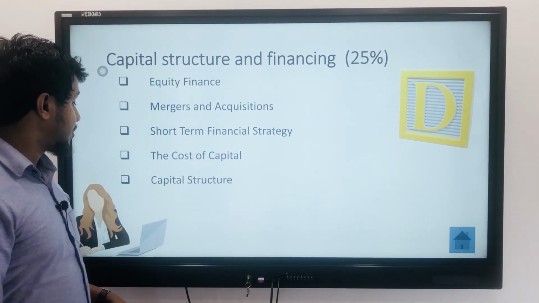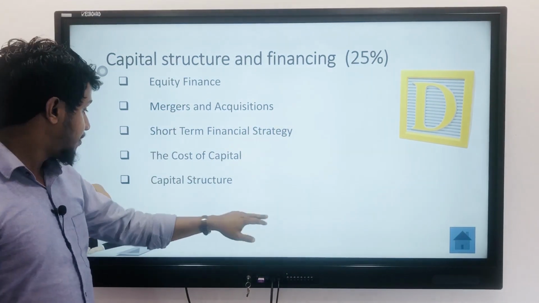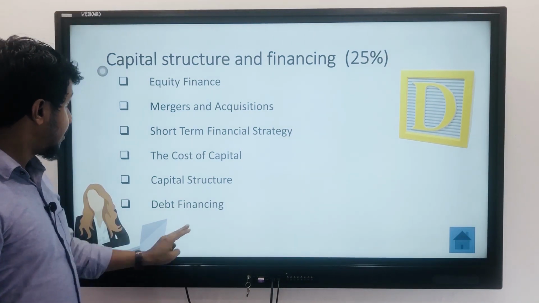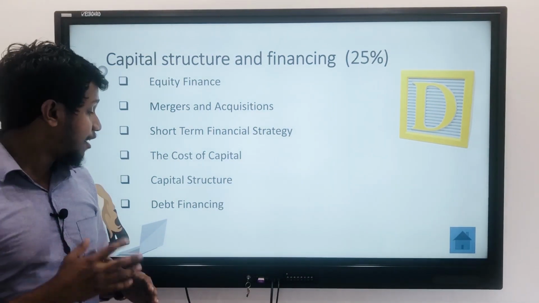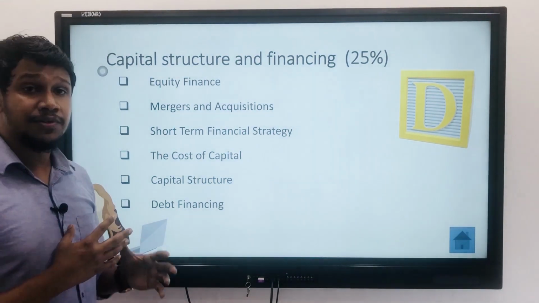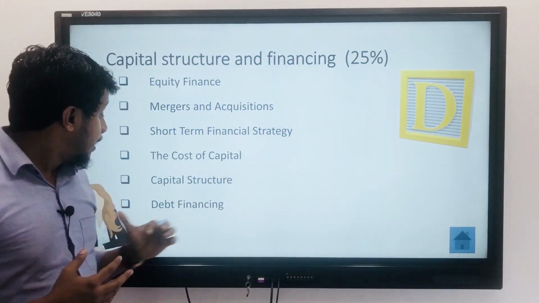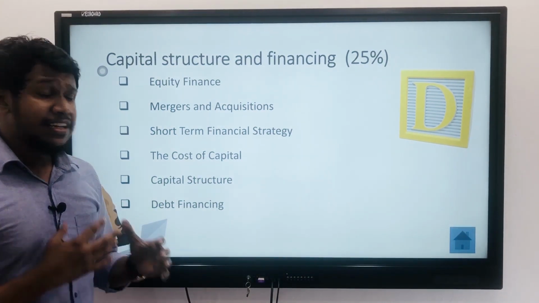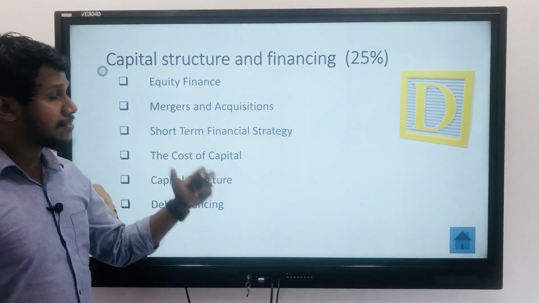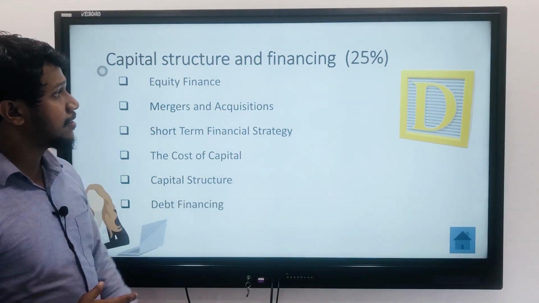Capital structure, I already explained that previously. Finally, debt financing. What options do we have, what are the costs, and what things do we want to consider before going for this option? What will happen to the gearing of this company? Those things we are going to discuss one by one when we come to these areas.